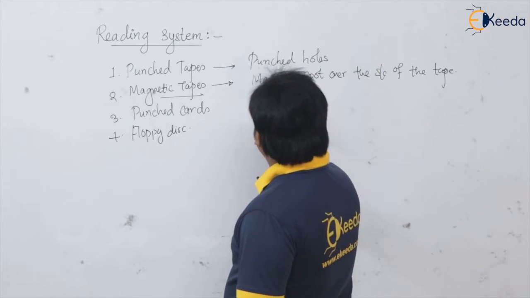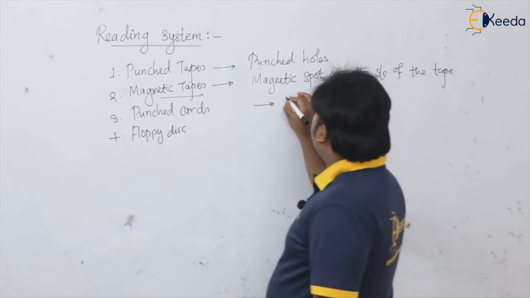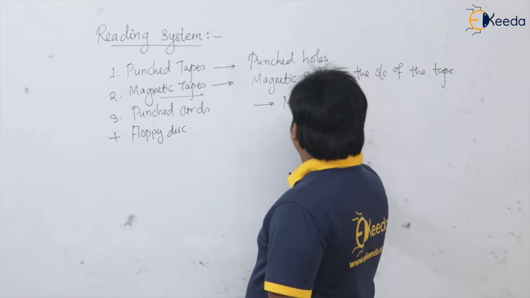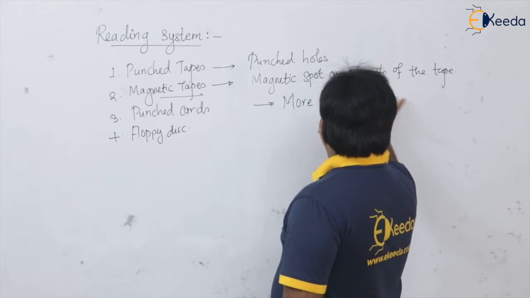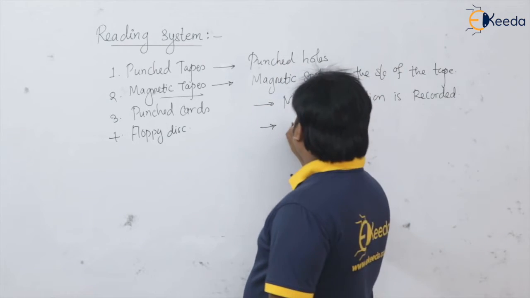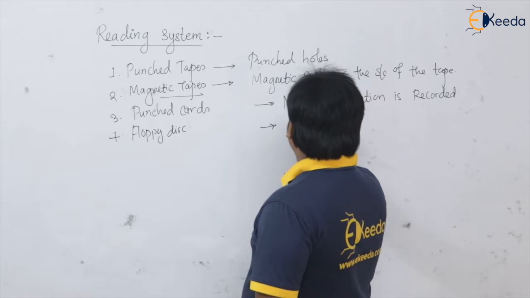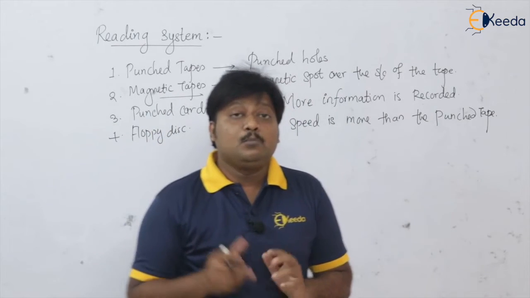So what is in the magnetic tape compared to the punch tape? It will give more information recorded in the magnetic tape. If you see, the speed of the magnetic tape is more than the punch tape. But generally we are using the punch tape.